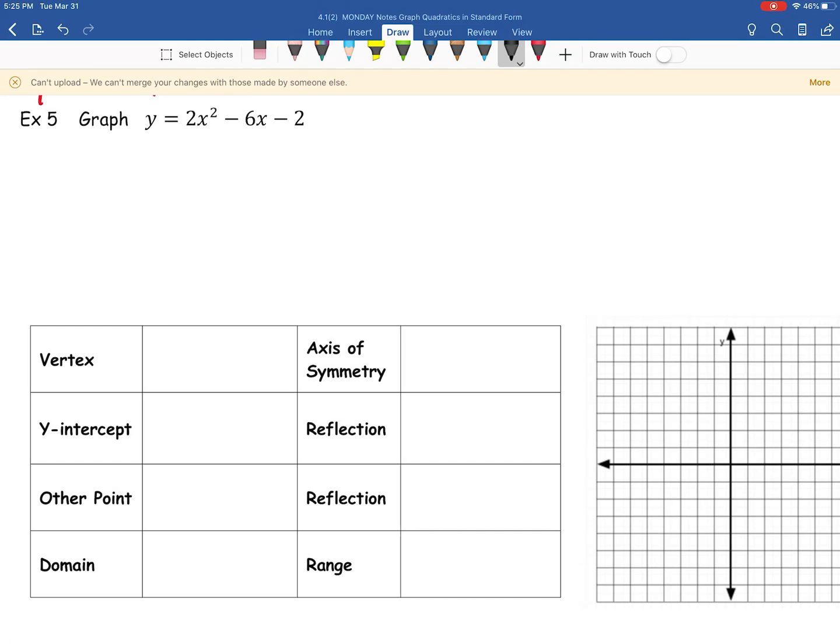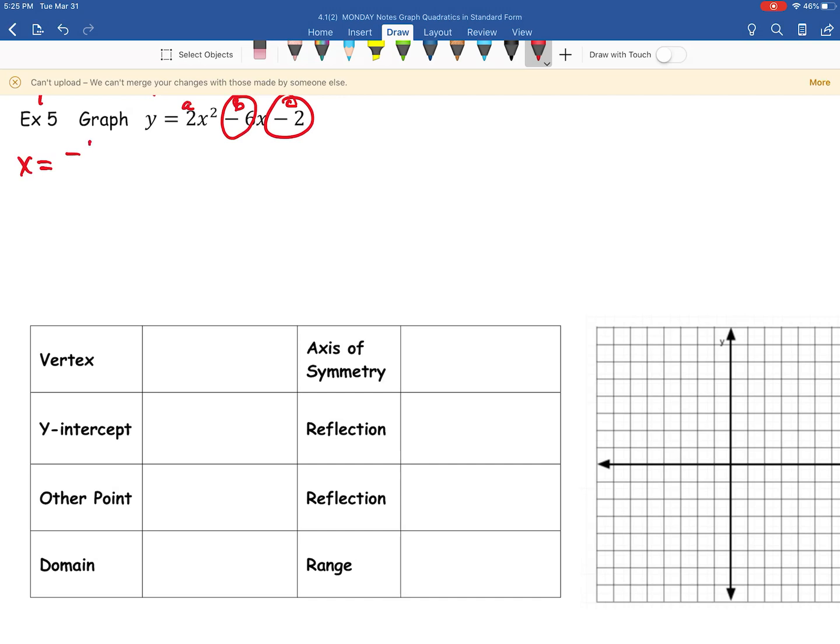Here we are at our example 5 from our 4.1 number 2 set of notes. We're asked to graph this particular quadratic in standard form. And we have our table of different values that we're looking for and helping us to do that. Now again, our A, B, and C here are getting identified. Please don't forget that B in this case would be including that negative value. So that's actually -6. Likewise, C is a -2 there. So just be mindful to include those negatives.